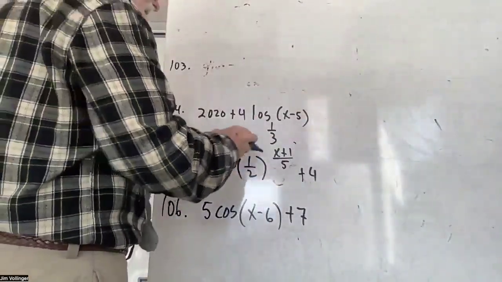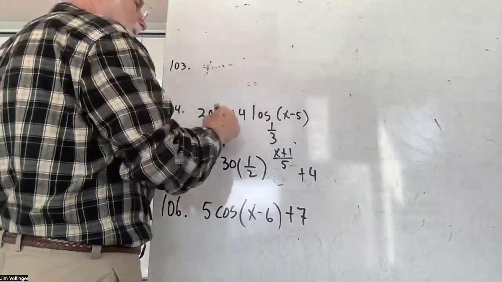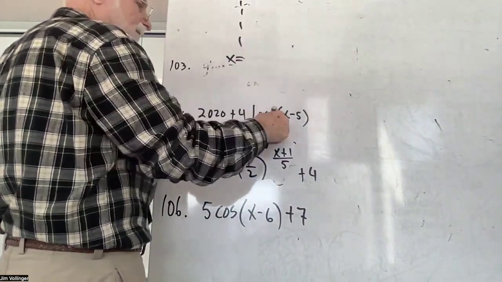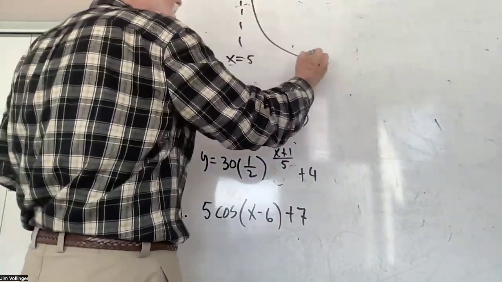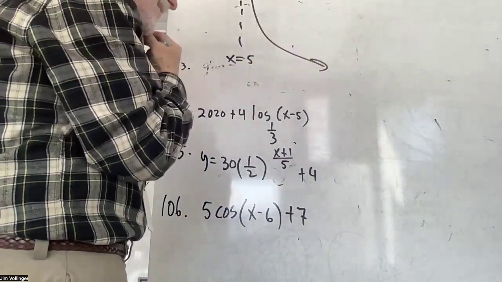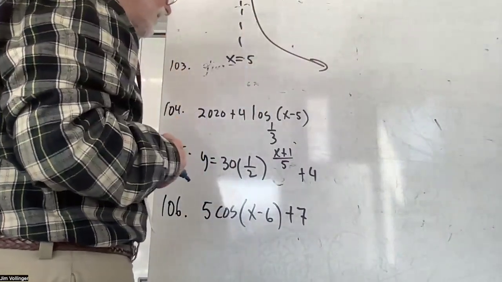All right, so I got a base 1/3 log with a positive multiplier. So therefore, I've got an asymptote at 5. I know it's going to be the inverse of decay, which looks like that. And I should get my graph out for that. I'll do that the next time.